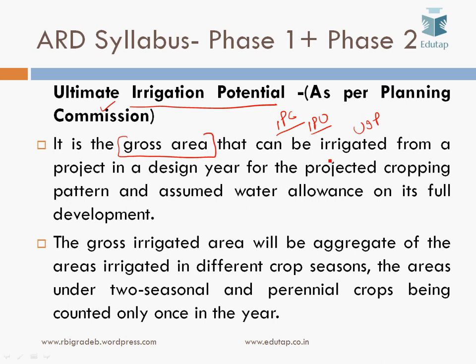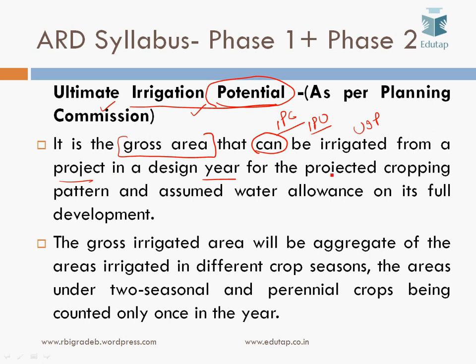The gross area that can be irrigated from a project in a design year, from the projected cropping pattern and assumed water allowance on its full development. A very important definition. When we talk about the term ultimate irrigation potential, we are talking about potential. It is not the actual thing. We are talking about the potential. Now the definition is that it is the gross area that can be irrigated. It is not that it is being irrigated. It is the potential that can be irrigated from a project in a design year.